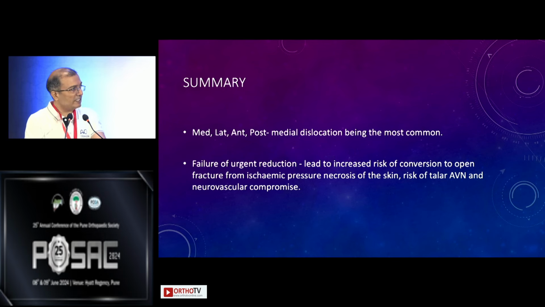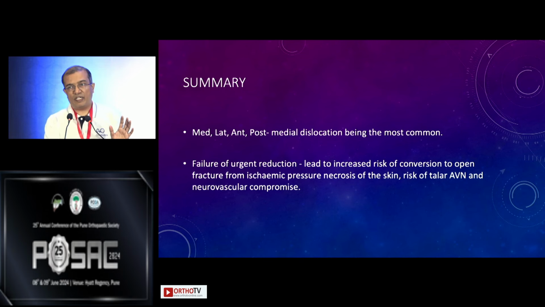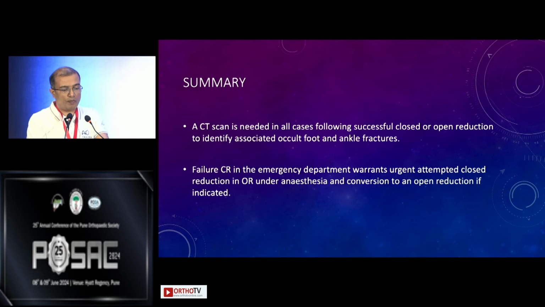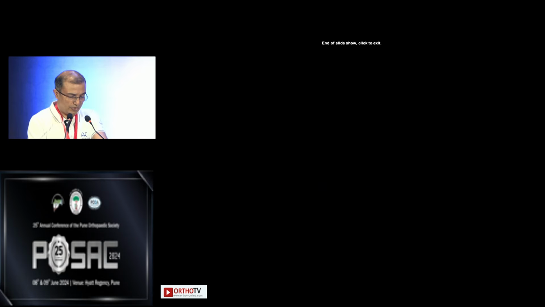So to summarize, peritalar dislocations are either medial, lateral, anterior or posterior. Try to identify them, don't miss them, and try to do reduction in ER. It is so many times possible. If not possible, closed reduction in the operation theatre. If not possible, be ready for open reduction. CT scan is indicated post-op to see the reduction quality, and on failure to achieve reduction, try to do open reduction as early as possible. Thank you so much.